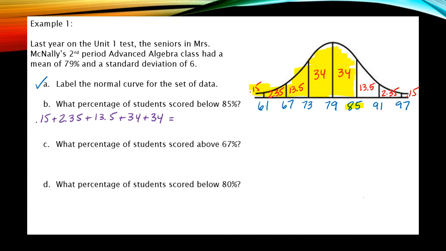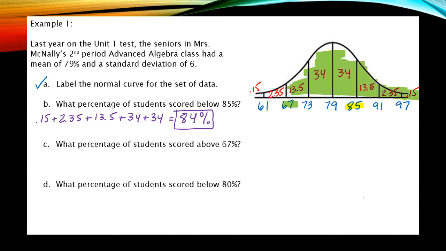So if I add up all those percentages, I get 84%. So that means 84% of the seniors scored below an 85%. Part C asks what percentage of students scored above a 67. So I'm going to erase the yellow and I'm going to highlight now in a light green color. So here is 67. And I want to add up all of the things that are above 67. So now I'm talking about everything to the right of that number.